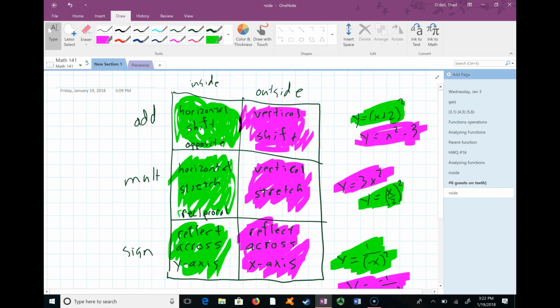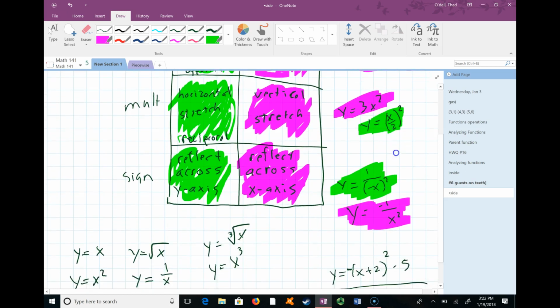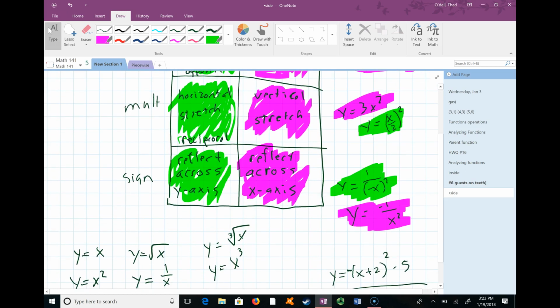Same with reflecting across the y axis. If I reflect across the y axis, notice I stay the same level as far as the y's are concerned, but I'm going to the opposite x value. So there are some things to keep in mind. I think I'll end the video here because I'll make another video showing you some more examples of this and actually how it plays out in the graph.